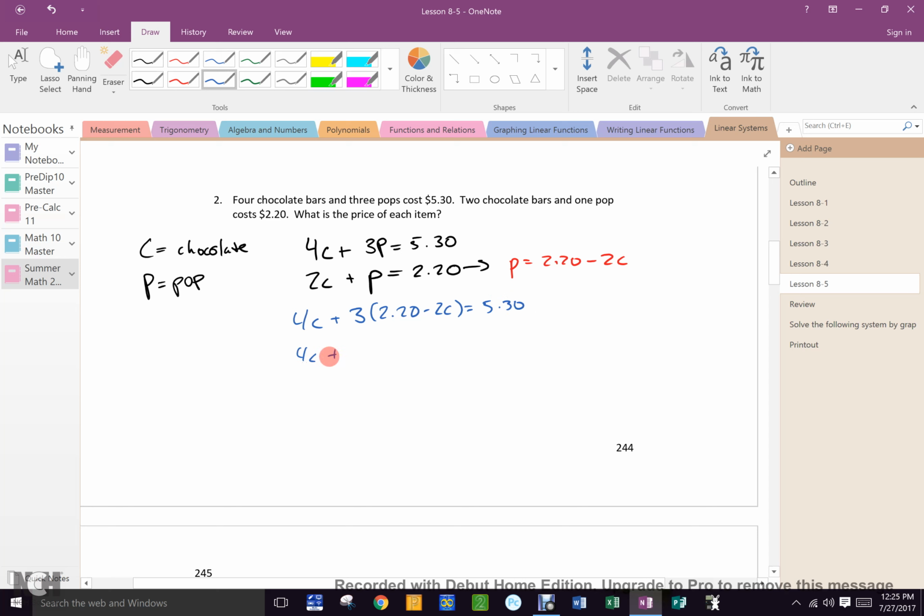4C plus 660 minus 6C equals 530. Keep doing math. Negative 2C plus 660 equals 530. Keep doing math. Negative 2C equals negative 130. Keep doing math. C equals how much?